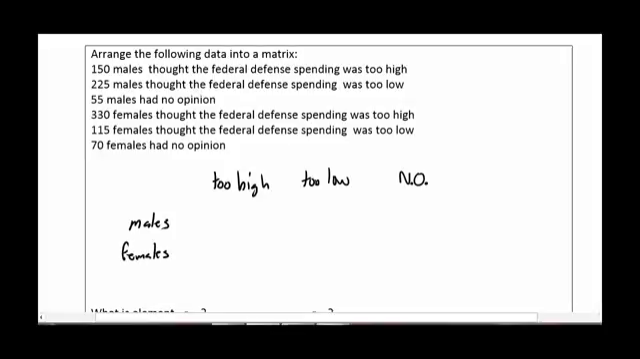Okay, so then I'm just going to put the numbers in where they are. So 150 males thought the defense was too high. 225 thought it was too low. And 55 had no opinion. 330 females thought it was too high. 115 thought it was too low, and 70 had no opinion.